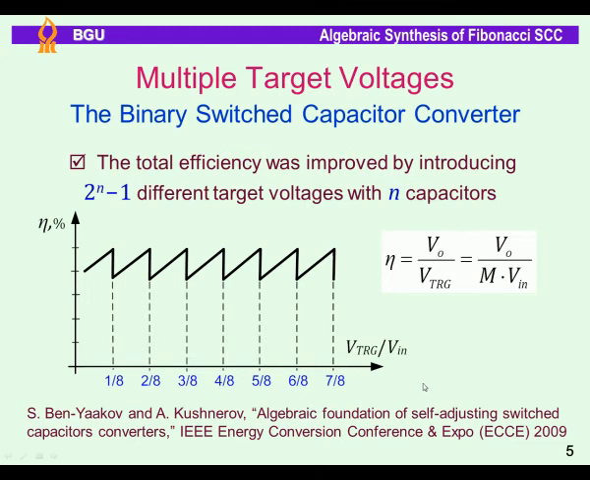An effective way to accomplish this is the binary SCC developed in the previous study. For n flying capacitors, the number of target voltages in this SCC was increased to 2 to the power of n-1. By this, the total efficiency was improved as shown in this figure.